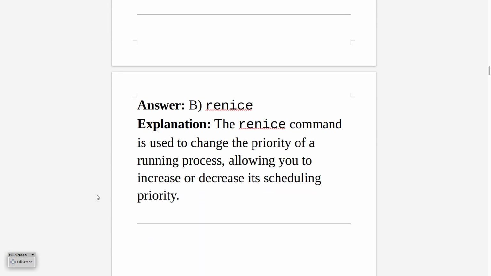Indeed, it's renice. Renice is used to change the priority of a running process, allowing you to increase or decrease its scheduling priority. I haven't used that, honestly, in a long time. I just haven't needed to.